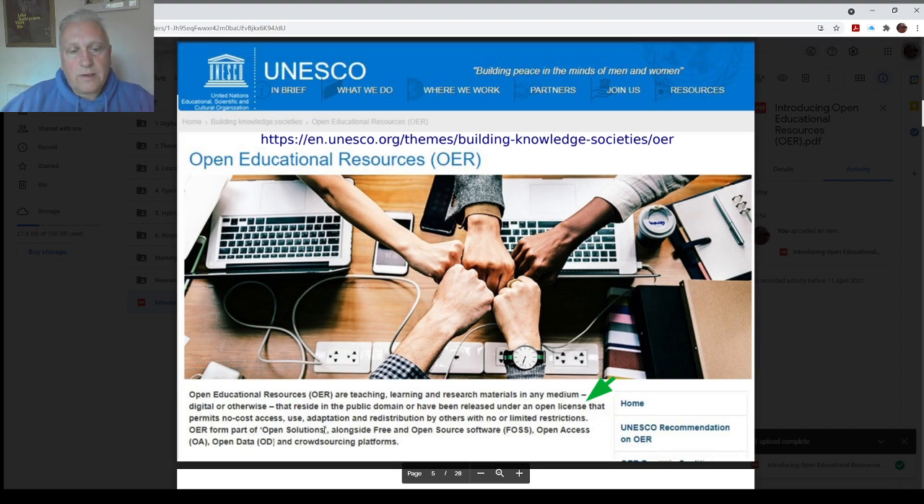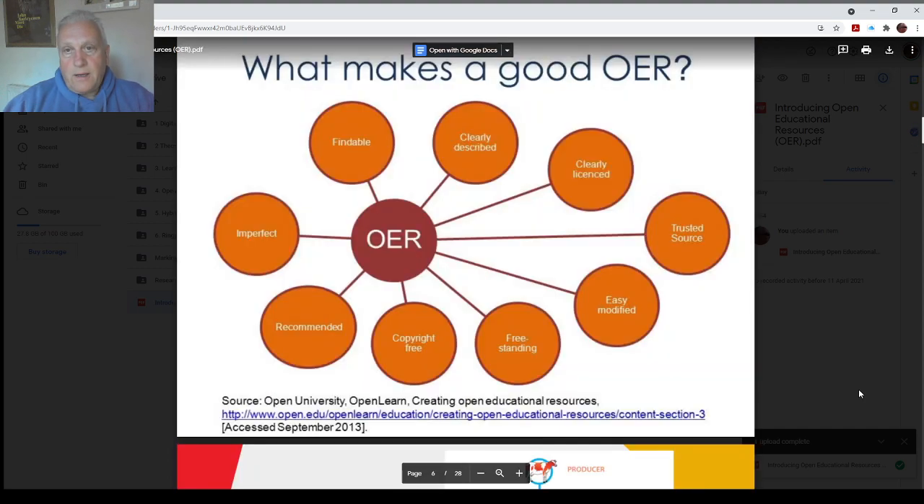OERs form part of the open solutions alongside free and open source software, open access, open data and crowdsourcing platforms. For open source software, you might be familiar with Android, which many phones run on. It is open source software, although some parts of it are closed down, but you can get parts of Android that are open source. Another example is Linux, a big open source software that you might be familiar with. So we're part of the open solutions movement. Open this, open that, which is quite an important thing around the world.